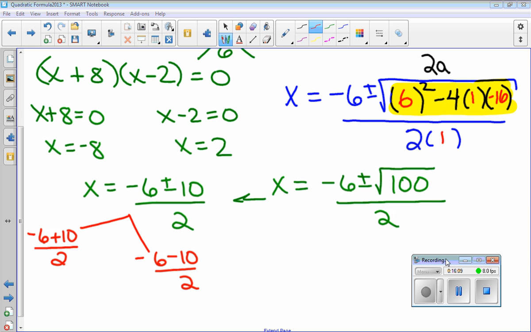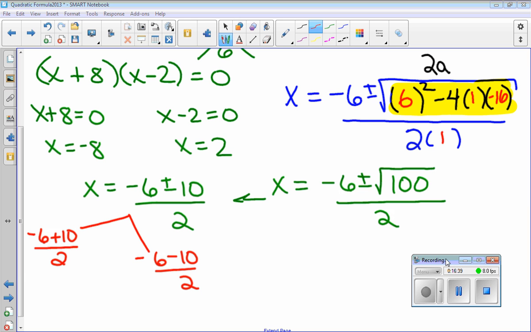So here's what I don't want you to do. Look at my screen for a moment. 100% do not want you to do this. Negative 6 plus 10 divided by 2. That is wrong, because the calculator does order of operations. It will divide the 10 and the 2. The 2 goes into both the 6 and the 10. Okay? If you put them in parentheses, it will work.